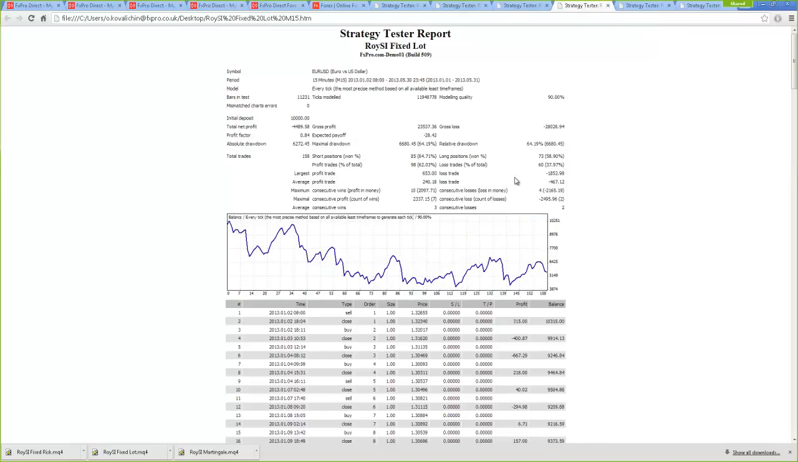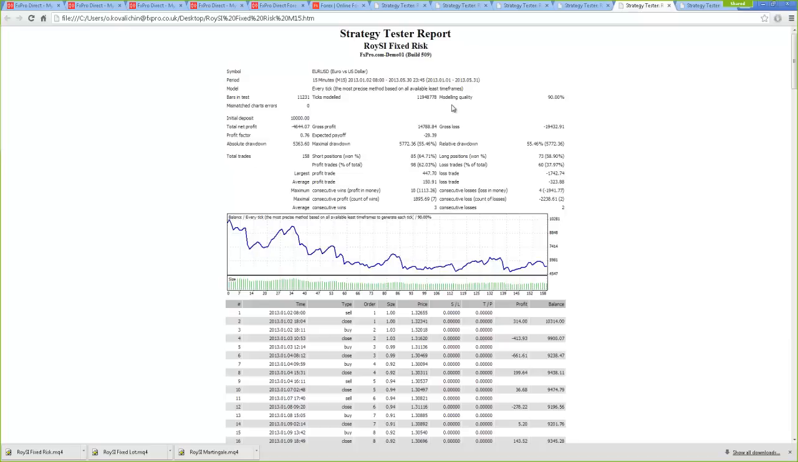So first of all, fixed lot. It made a loss, as expected, because it's the 50-minute time frame. The strategy wasn't designed for that. So it made a loss of 4,500 trading fixed lot every time. It made a lot more losing trades, of course, and that's why this is the loss we get.